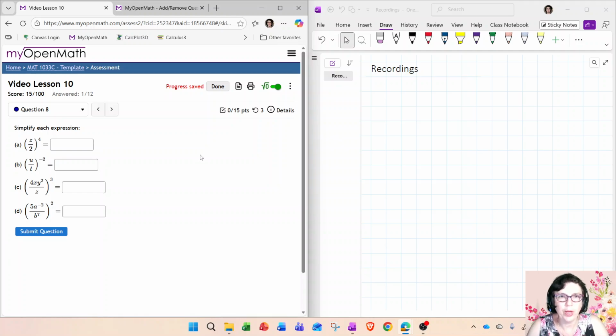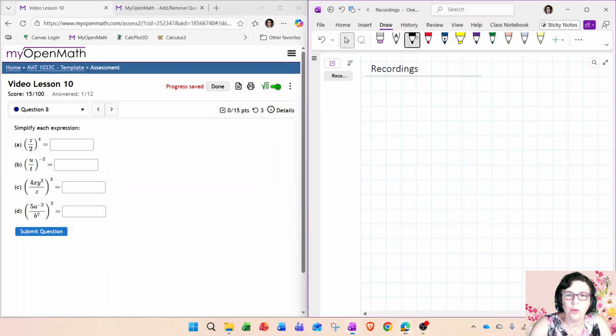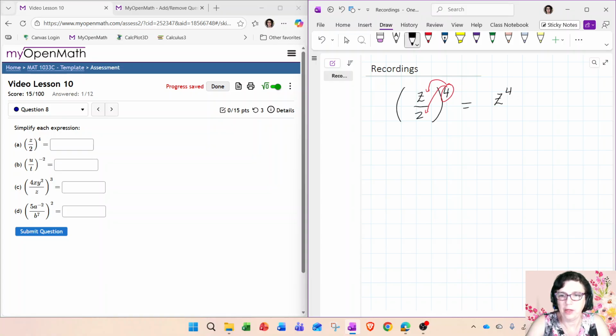In this video, we are going to look at the quotient to a power rule. What happens here is the same thing that happens when you are multiplying. We're just going to distribute the power to each term. In the first part, we have z divided by 2, and we raise that to the power 4. We will distribute the 4 to the numerator and also to the denominator. And we will get z to the power 4, and then we divide that by 2 to the power 4.